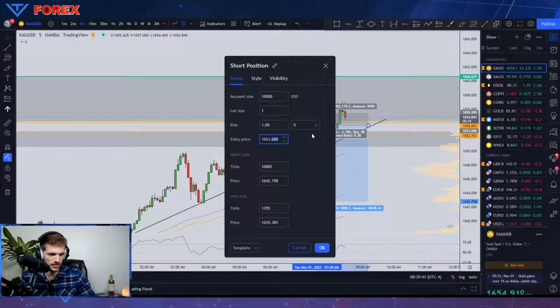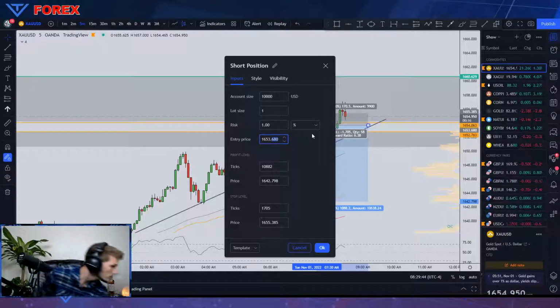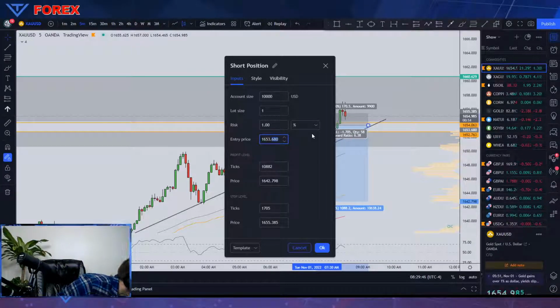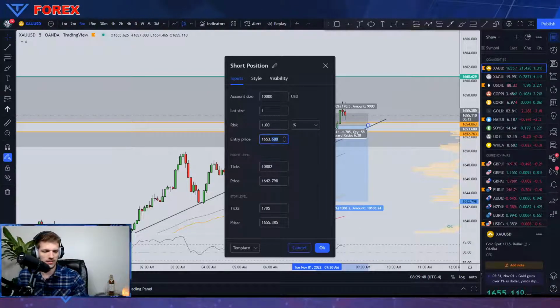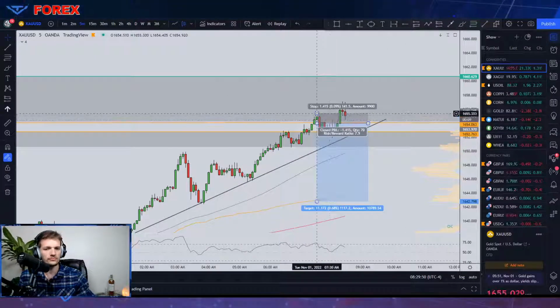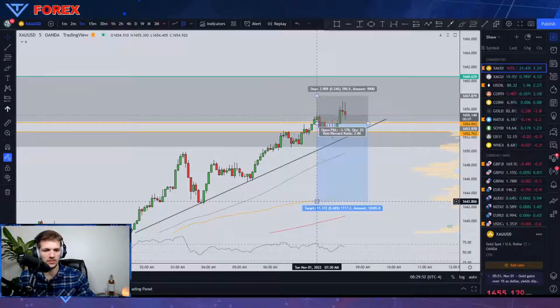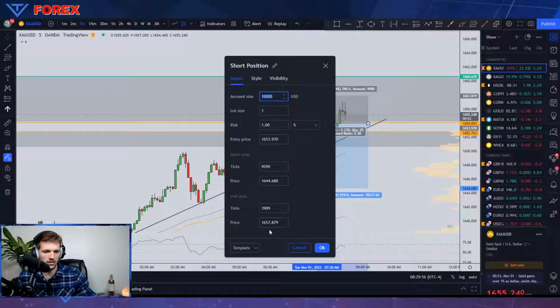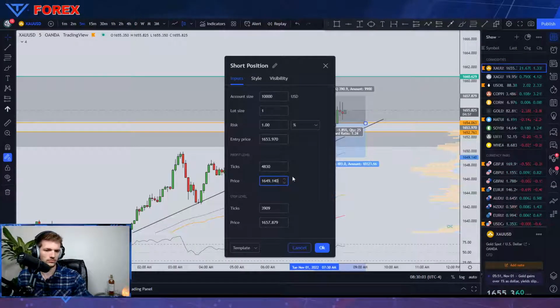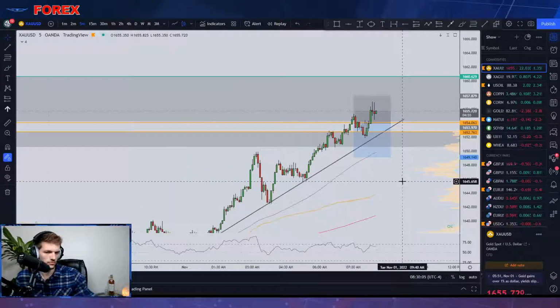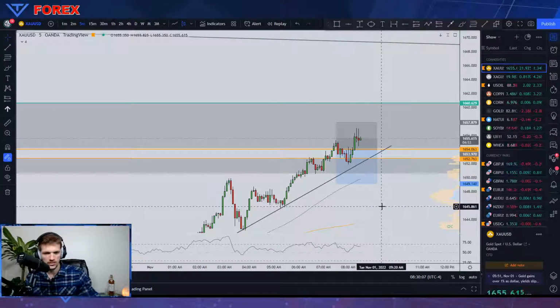My entry, because I got in a second position, averages 53.97. Who knows where my stop is? Take profit's going to be somewhere. Who knows? I don't know. We'll see. We'll see where we want it.